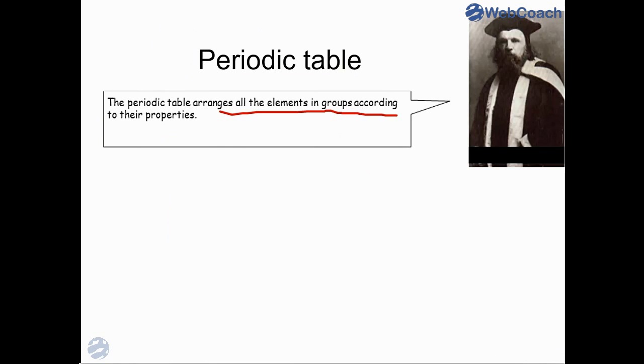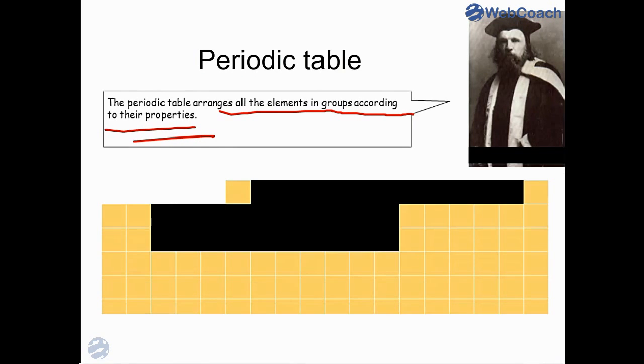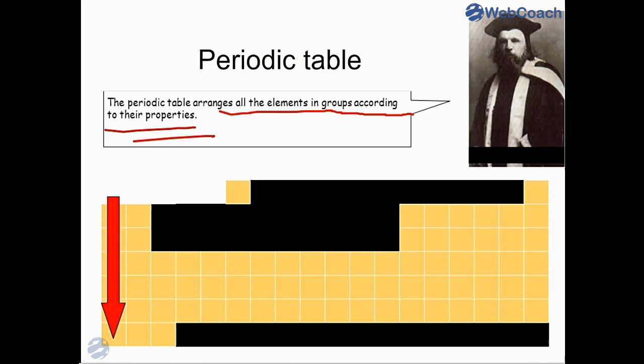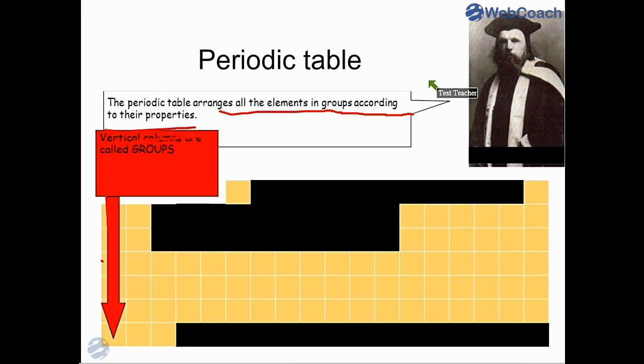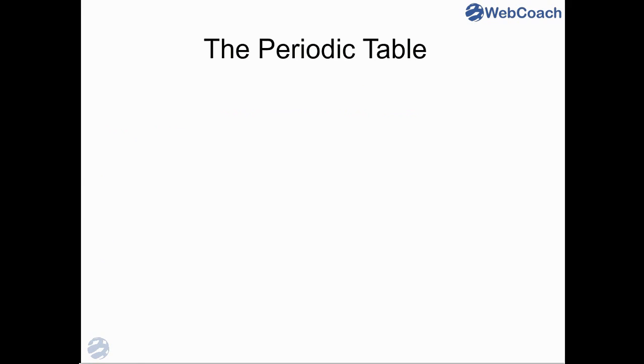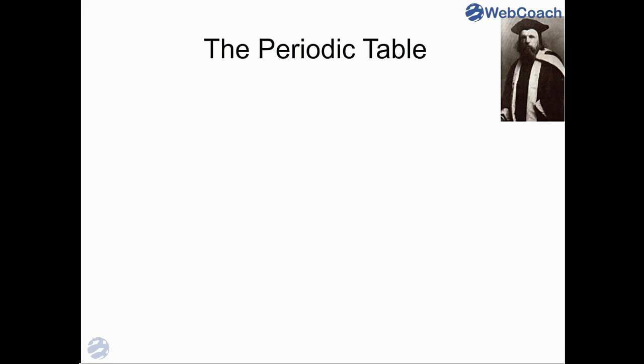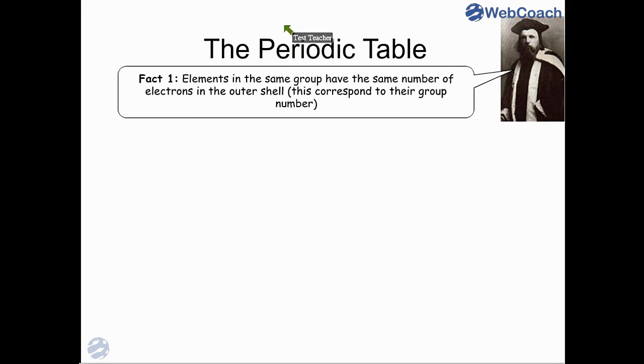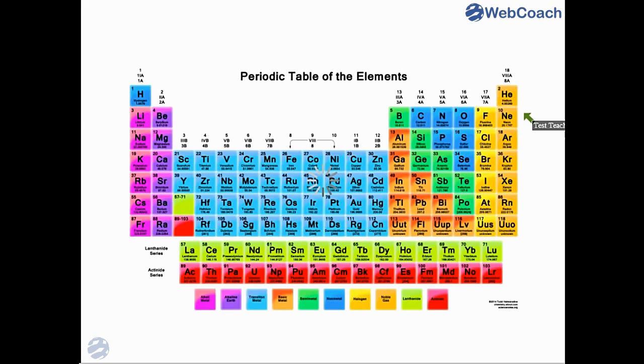It arranges all the elements in groups according to their properties. That means this vertical arrow indicates a group, and all those elements belonging to the same group, these vertical columns called groups, show similarity in their properties, and they form one family. Like all those members who belong to the same family share the same surname, the same is the case with these elements. Since lithium, sodium, potassium all belong to the same family, they show similarity in their properties.